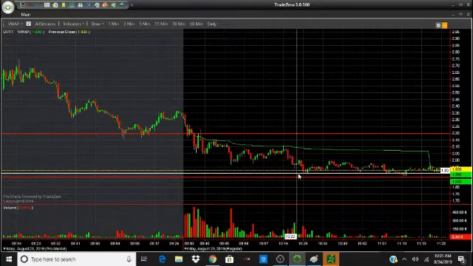Basically what that's doing is allowing you to make more money. And it's also allowing you to lock in gains in case something crazy happened where this reclaimed VWAP and squeezed up to the moon.